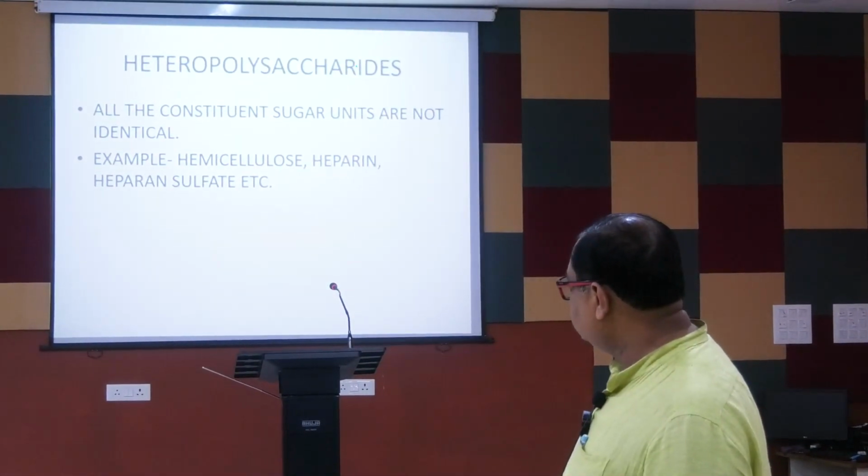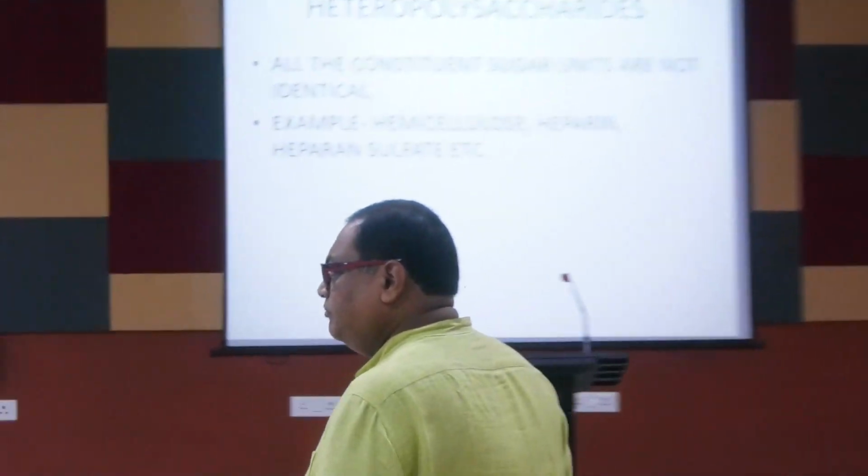So heteropolysaccharide examples are like this. The major example of heteropolysaccharide falls in a separate group called mucopolysaccharide, which is specially designed for our biological system. Apart from that, we have many other heteropolysaccharides, for example lectins, lignins, right? This is a group of compounds, lectins.